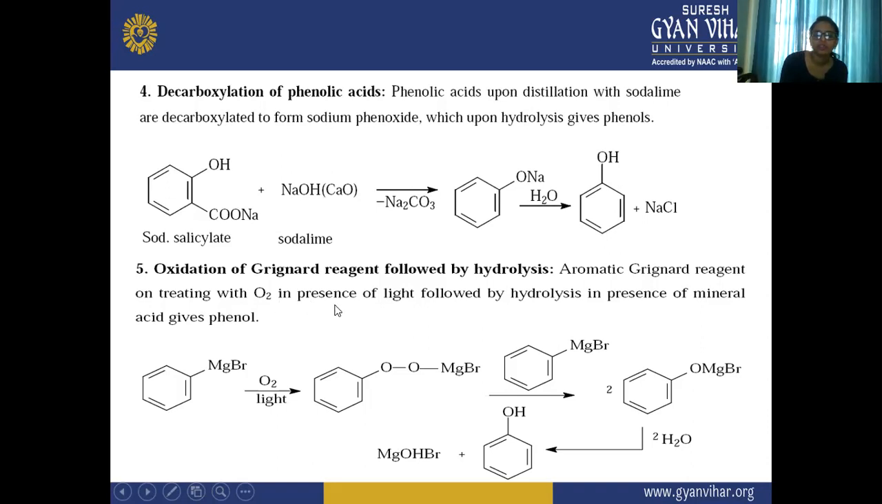After that, oxidation of Grignard reagent followed by hydrolysis. The aromatic Grignard reagent, when treated with oxygen in the presence of light, is oxidized to an intermediate. When this is hydrolyzed, it forms phenol plus MgOHBr.